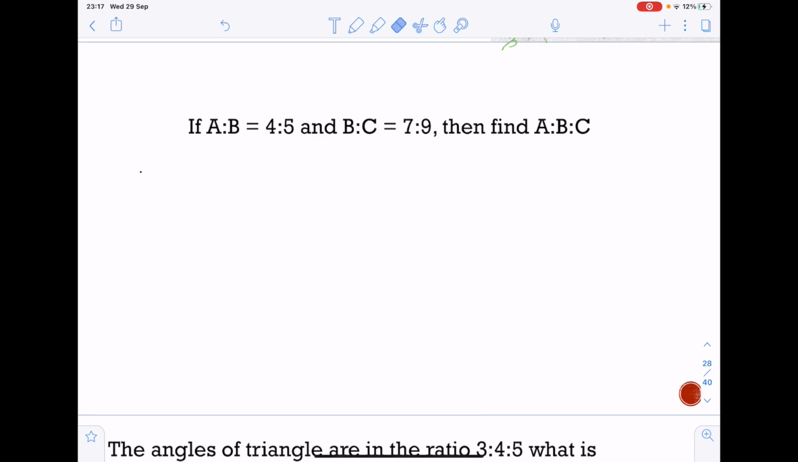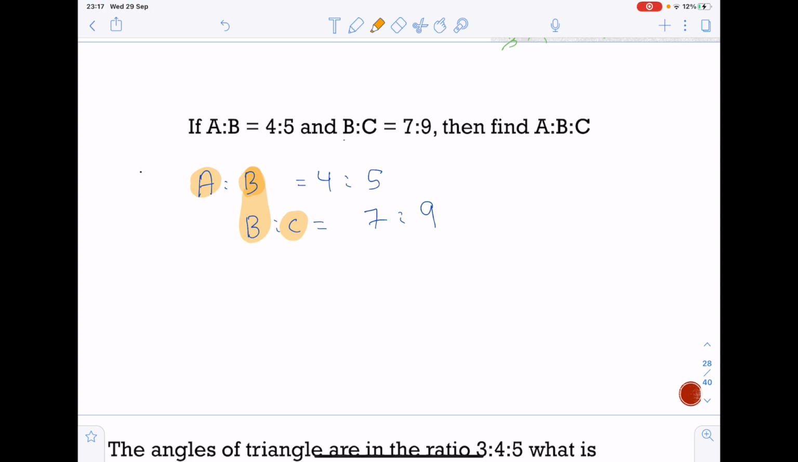If A to B equals 4 to 5 and B to C equals 7 to 9, then find A to B to C. So in this case, I will just arrange the given information, this 4 to 5, and then B to C. So I'll write B under here to C equals 7 to 9. Okay? So in total, I will have this shape A, B, C.